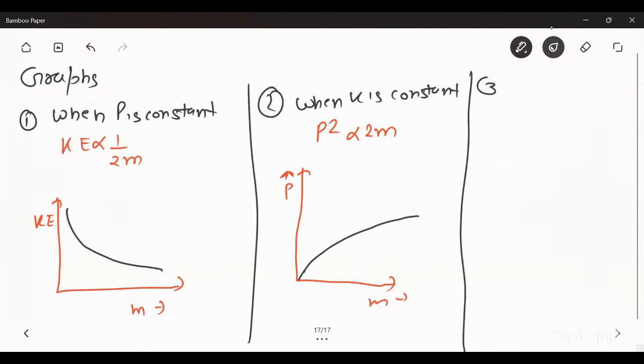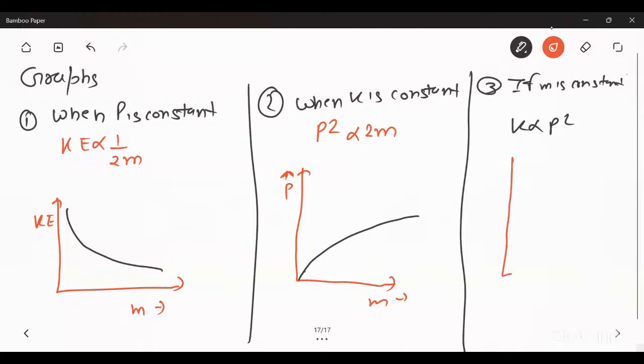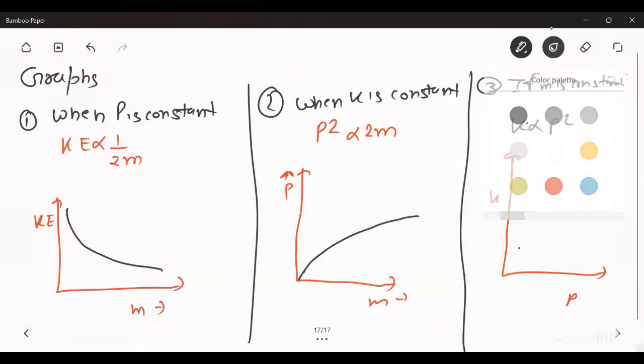And now come to the third part. If M is constant, then K is directly proportional to P square. So the graph between K and P is, that was P, that was K. So the graph between K and P is like this. So remember these graphs for your examination.